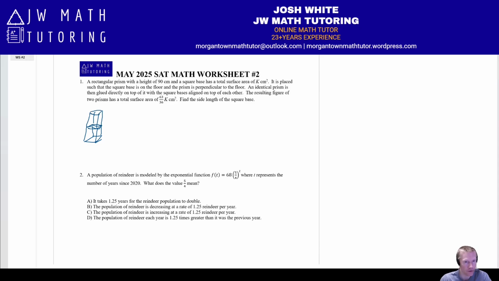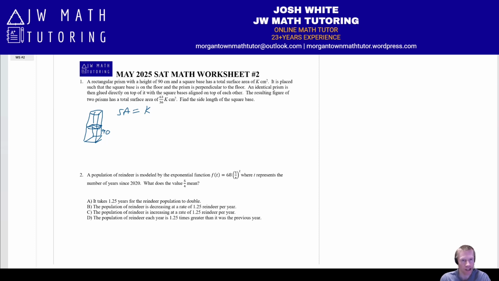All right, so we know that the height of one prism is 90, okay? And we know that the surface area of a base, which is a square, is just k. Now, you're also told that when you glue the two prisms together, directly on top of each other, the total surface area for both prisms, by the way, sorry, this is wrong. This should be surface area, not the area of the base. I was misreading what I had typed out here. It has a square base, but the surface area of one prism is just k.